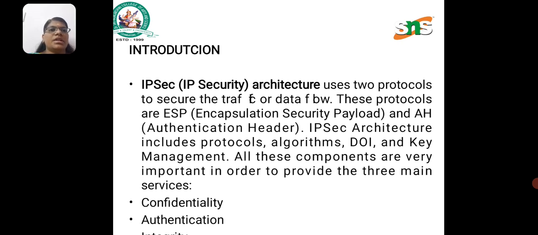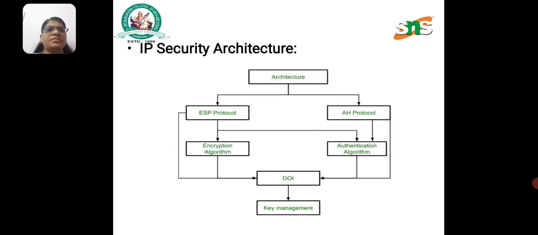IP security architecture uses two protocols to secure the traffic or data flows. These protocols are ESP, Encapsulation Security Payload, and Authentication Header. IP security architecture includes protocol, algorithms, that is DOI, and key management. All these components are very important in order to provide the three main services, that is confidentiality, authentication, and the security. First one, IP security architecture.